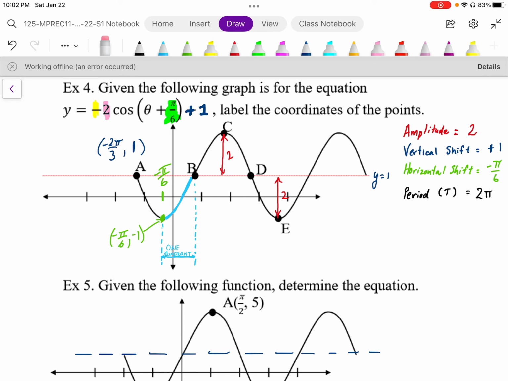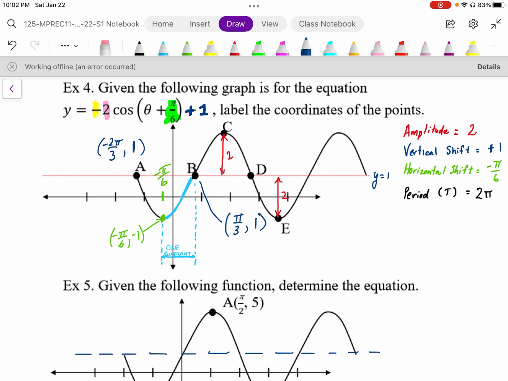The b value, then, we could do it two ways. I can add one quadrant from negative pi over 6 to b, or I can just go 1/2 period from a to b. I'm going to do that, since it's easier to go half a period, which is pi. I'm going to add pi, and I'm going to end up at positive 1/3 pi and y coordinate of 1.